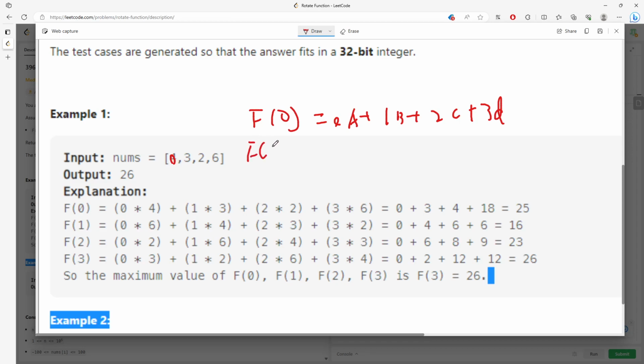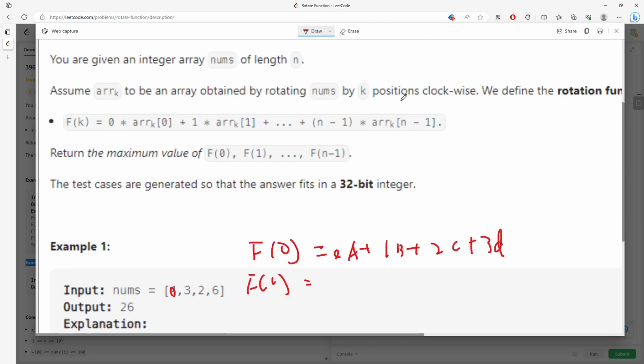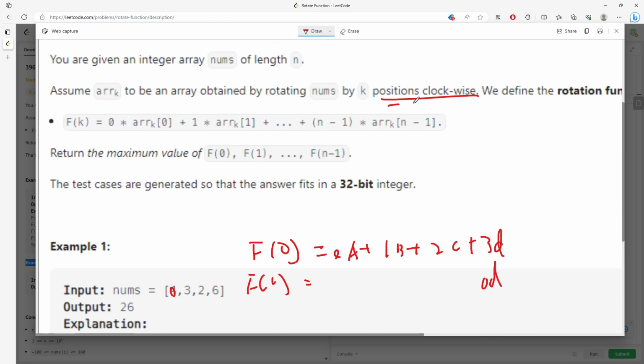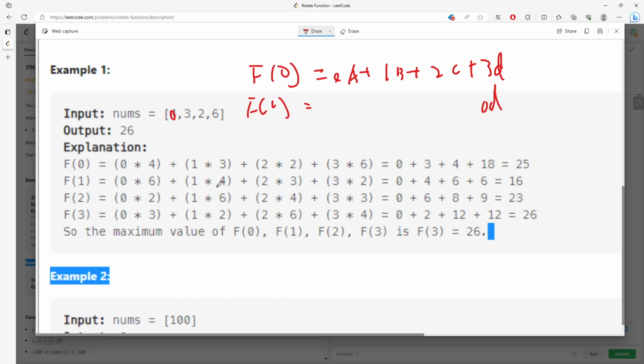So what happened to f of 1? You want to rotate clockwise. So 0 will be at the D position, so it's going to be 0D. Then clockwise, it's going to be 1 times 4. Look at this: 1 times 4, and 4 is A. So 1A plus 2B plus 3C, and then plus 0D.